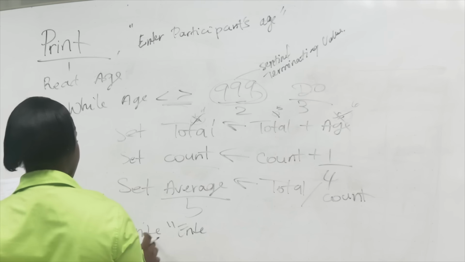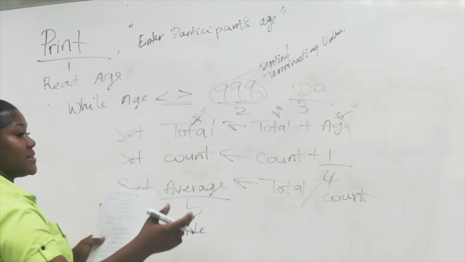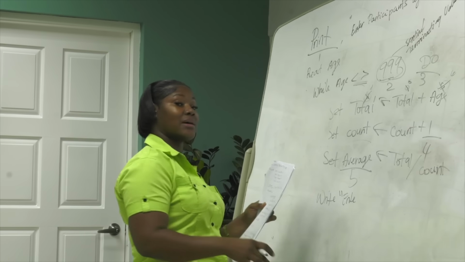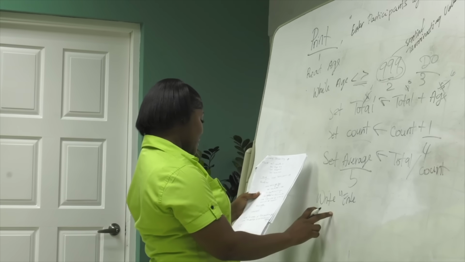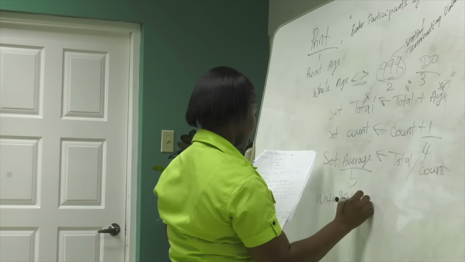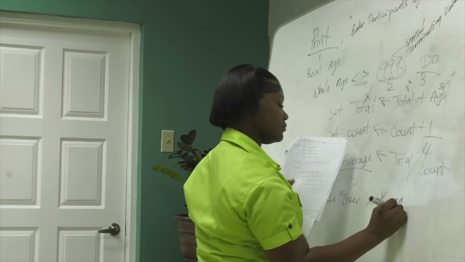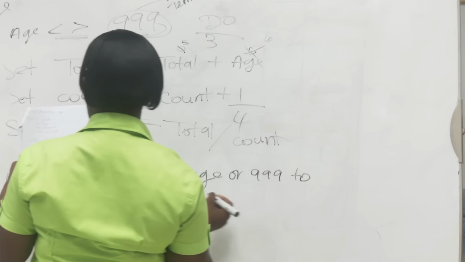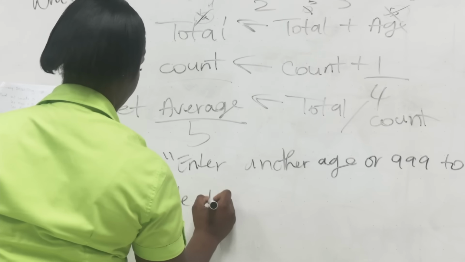So again, before we end the loop, we always want to request a piece of data. And how do we do that? We have to prompt the user again to enter another age. And we do that by saying, write, enter another age, or 999 to terminate the program.